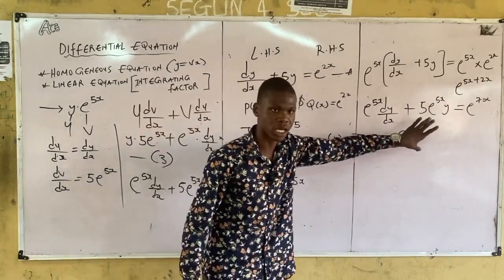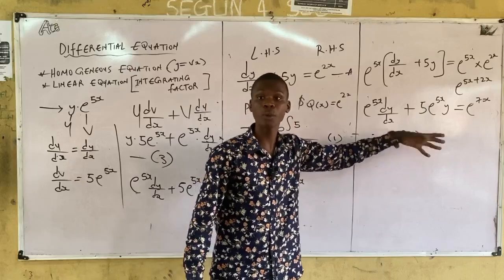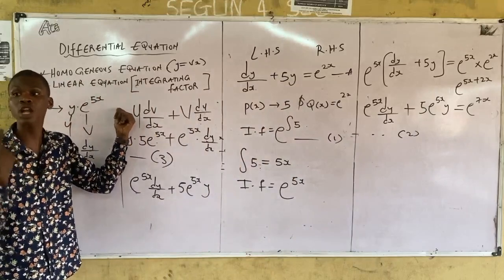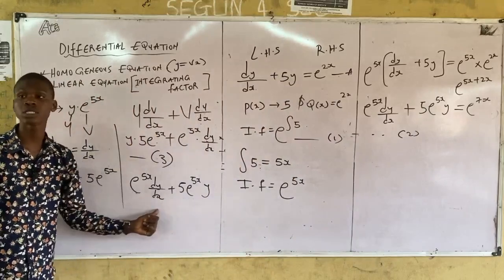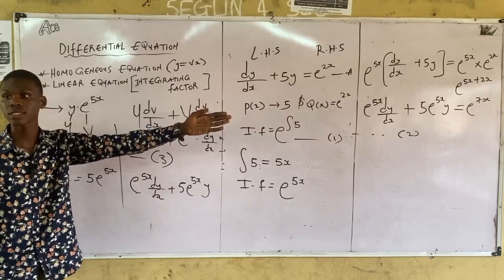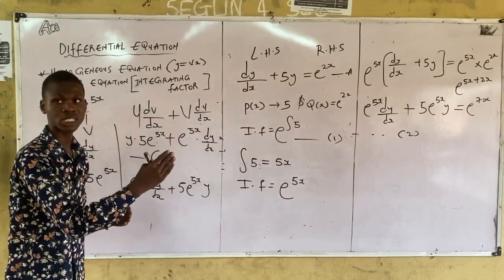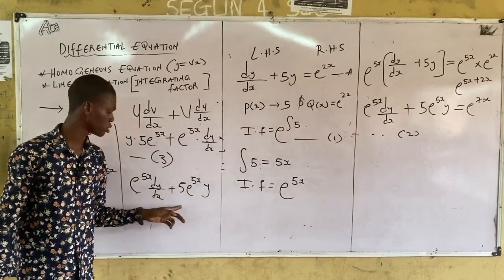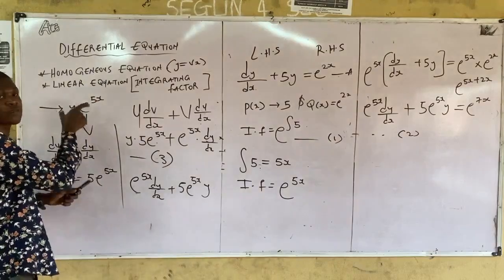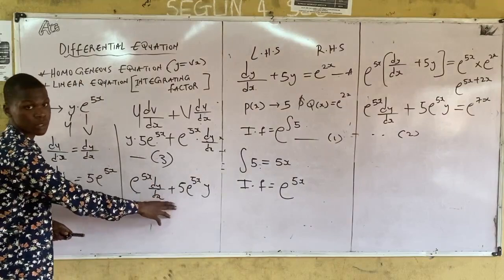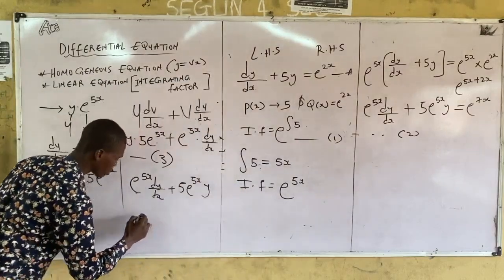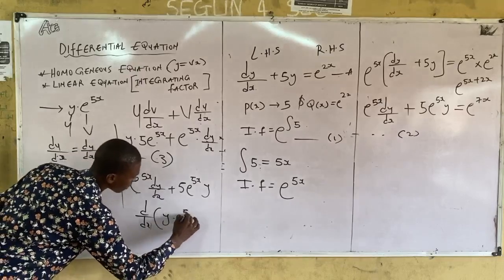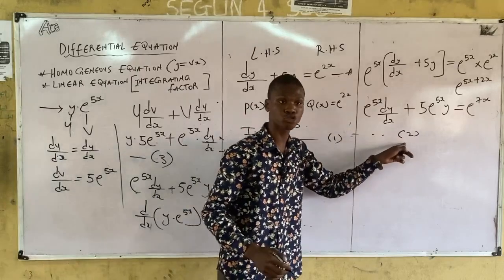Now, when we got here, we said we stop here, right? Considering y times exponential 5x, applying the knowledge of product rule, we end up getting the same thing we have here, right? Meaning equation 2 is the same as equation 3. Now, my question is, how do we arrive at equation 3? It was the derivative of this that gave us this, meaning that the derivative of y exponential 5x is the same thing as equation 2.